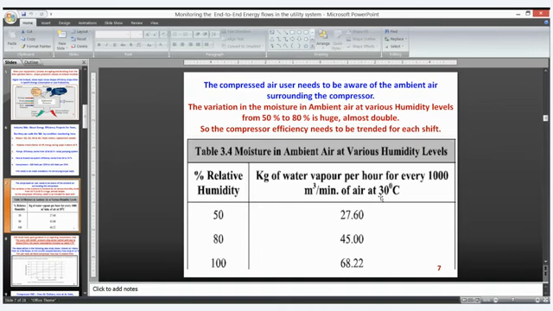The compressor OEMs always quote the FAD at 20 degrees Celsius. What is the air density at 20 degrees and what is the air density at 45 degrees at the delivery point? That itself is a big difference. At 45 it is around 1.09, whereas at 25 it is 1.22. So we have to see the delivery temperature also and give temperature and pressure compensation for the flow rate delivered at the compressor end.